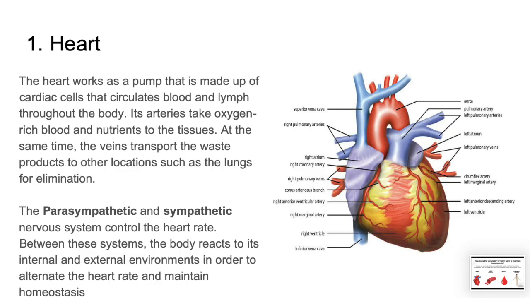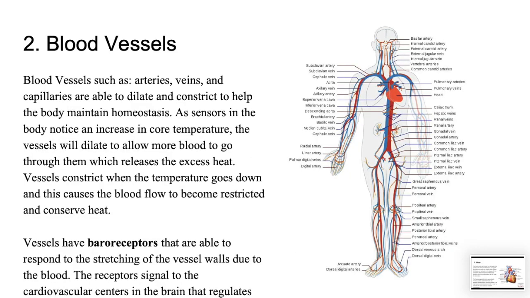Between these systems, the body reacts to its internal and external environments in order to alternate the heart rate and maintain homeostasis. The blood vessels, such as arteries, veins, and the capillaries, are able to dilate and constrict to help the body maintain homeostasis. As sensors in the body notice an increase in core temperature, the vessels will dilate to allow more blood to go through them, which releases the excess heat. Vessels constrict when the temperature goes down, and this causes the blood flow to become restricted and conserve heat.